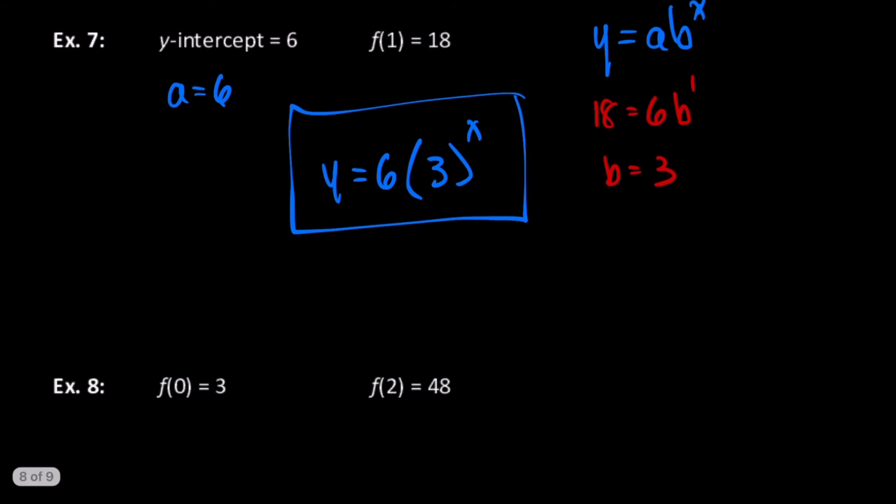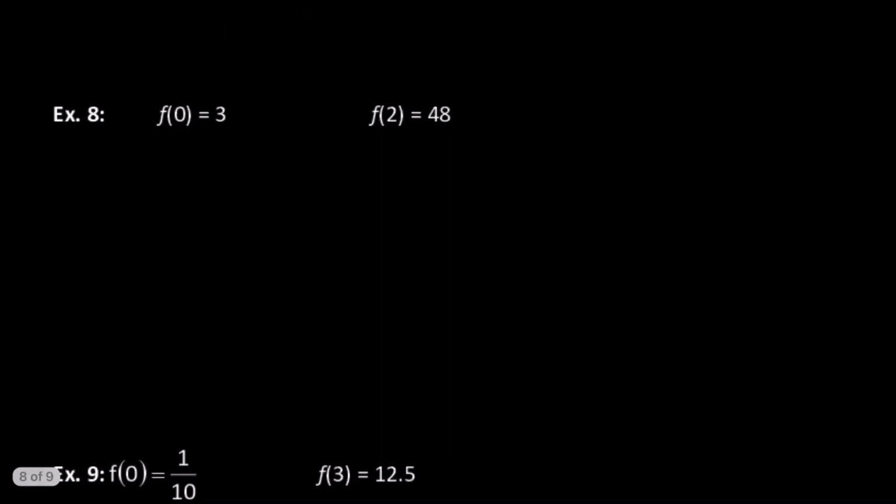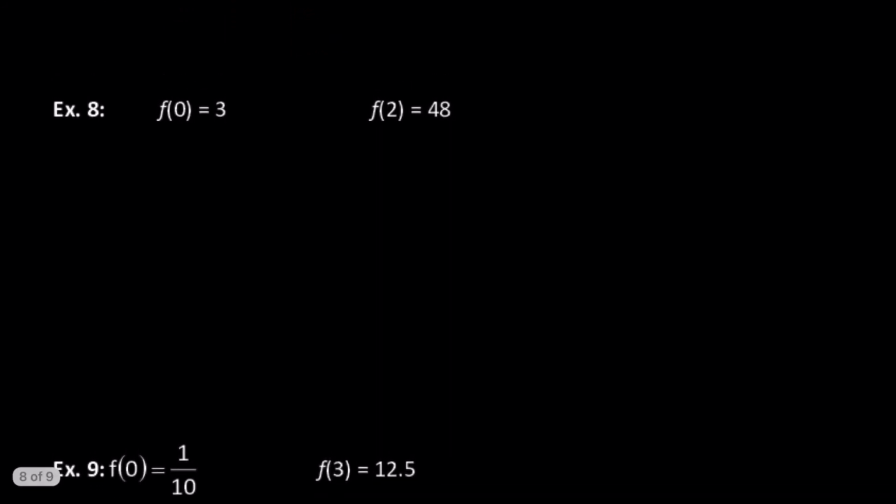Okay, let's keep plugging away at these. You're going to notice the same pattern over and over again. We're just going to change up the numbers. This right here, f of 0 equals 3, is another way of saying the point (0, 3) is on this exponential function. Well, (0, 3) is simply the y-intercept. So when they give you this, a is 3.